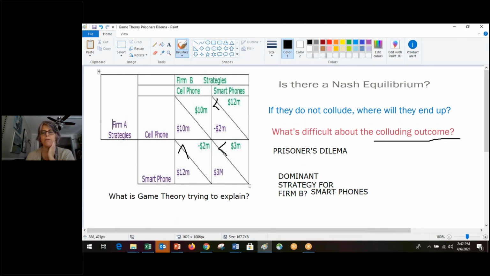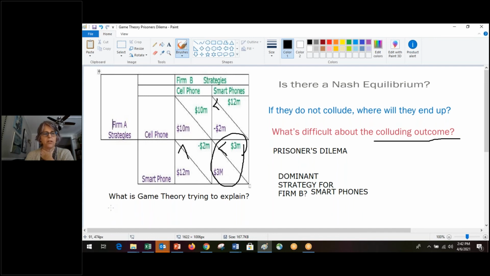So both firm A and firm B have a dominant strategy. That dominant strategy leads them to a Nash equilibrium, which is stable. There's no tendency to move once you get there, but it's suboptimal. It's not the best outcome that you could have.